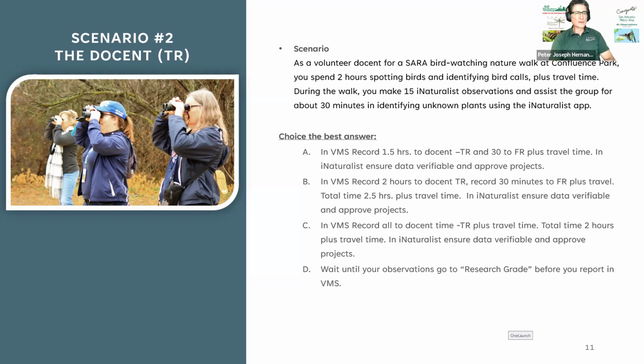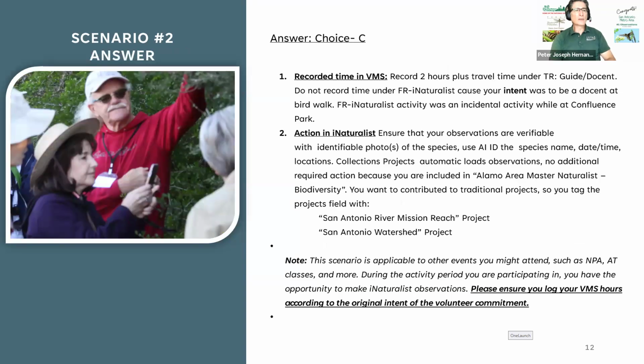Okay, and the answer is C. And when you record your time in VMS, record your 2 hours that you spent doing there. You were there to do docent work, so that would be TR. Don't record your observations as FR, whether splitting that 2 hours into an hour and 30 minutes and 30 minutes on the other. Just put it all to TR, the 2 hours, because that is your intention of being there at Confluence.